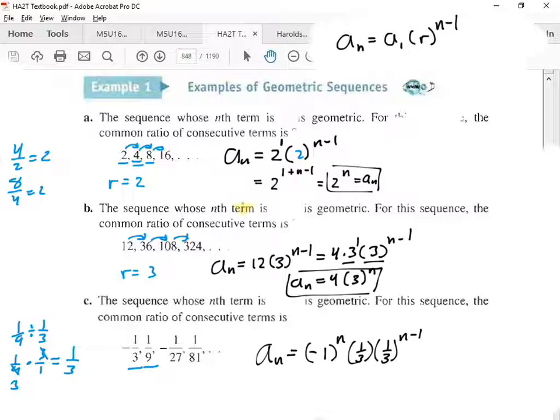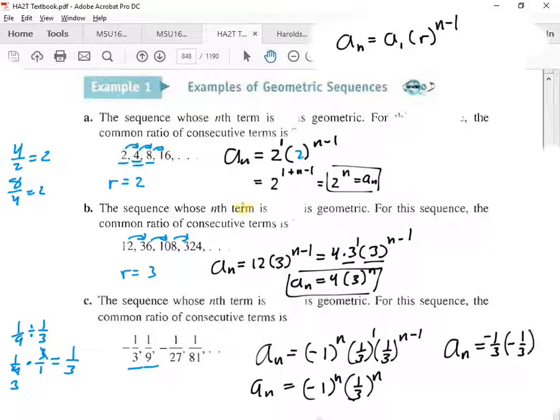Okay, and then, same stuff happens here. We have to add the exponents, so we have negative 1 raised to the n, and then we have 1/3 raised to the n minus 1. Now, no more minus 1, it's just raised to the n. Now, could we instead say that our common ratio is negative 1/3? Could we? Would it work? Let's see. A sub n equals 1/3 times negative 1/3.